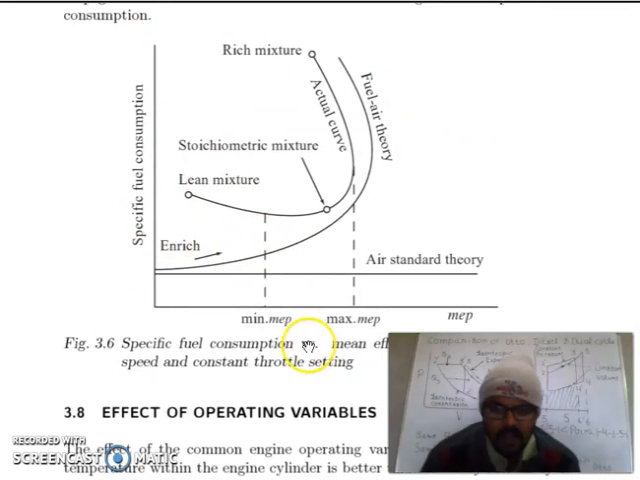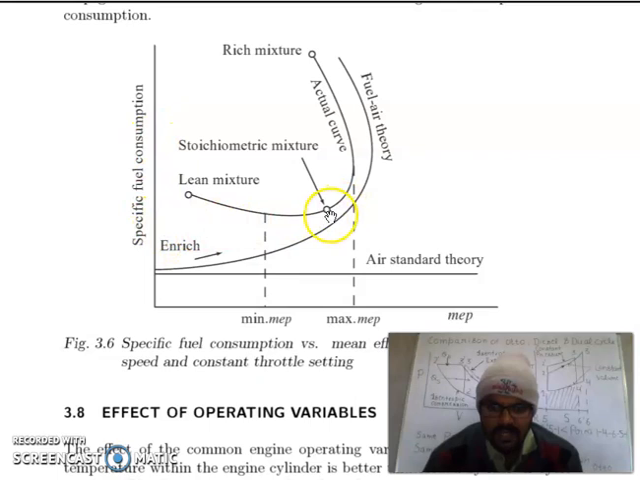Let's discuss this graph. We have mean effective pressure on this side, that is, the maximum pressure on the piston. The maximum pressure on the piston, as we know, will depend on the number of molecules which will push the piston downward. On this side is specific fuel consumption. For your information, if specific fuel consumption is less, you can say our engine is more efficient.